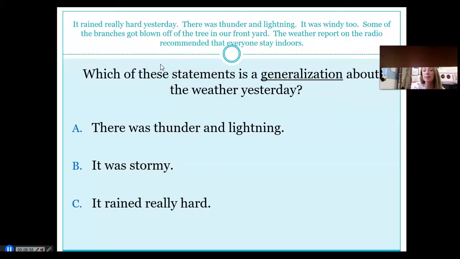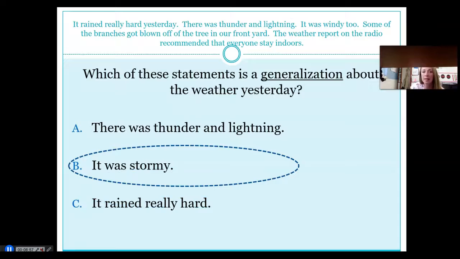What did you choose? The correct answer was B. Was the whole thing about the thunder and lightning? No, it says it rained really hard. It said it was windy. It says some of the branches got blown off. That's not just about thunder and lightning. Was the whole thing about it rained really hard?